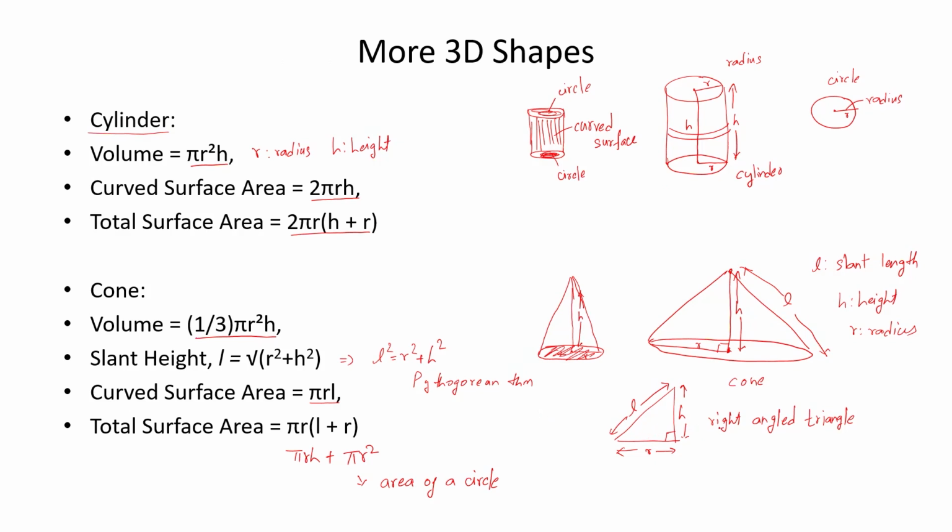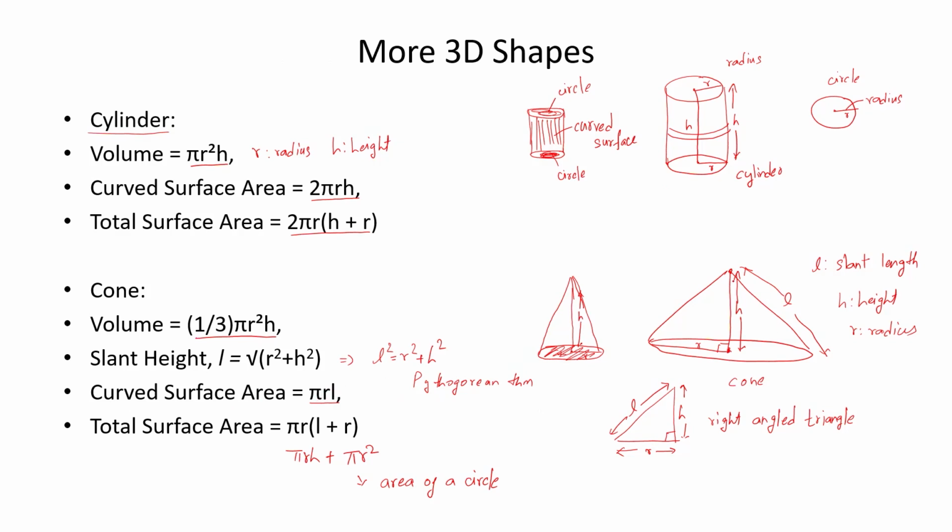We have already covered right angle triangle in 2D shapes. If you look at this shape, this is nothing but a right angled triangle, right? So volume is given by this. To compute volume, you just need radius and height. If you know radius and height, you can compute slant length using the Pythagorean theorem, as I told you before. Then curved surface area is given by pi into R L.